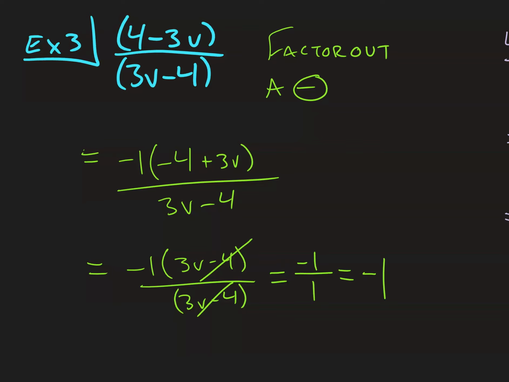Now, before we say that this problem is solved, we also have to find our excluded values, which you should always do before canceling out your term in the denominator. So I know that 3v minus 4 cannot equal 0. So if I add 4 and divide by 3, I can find out that v cannot be equal to +4 thirds.